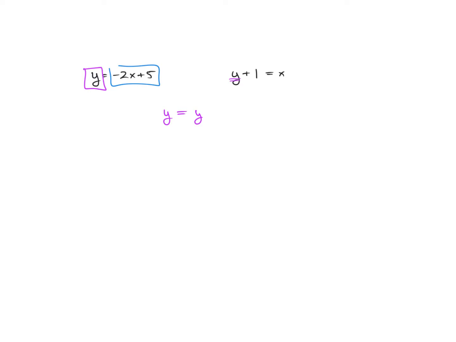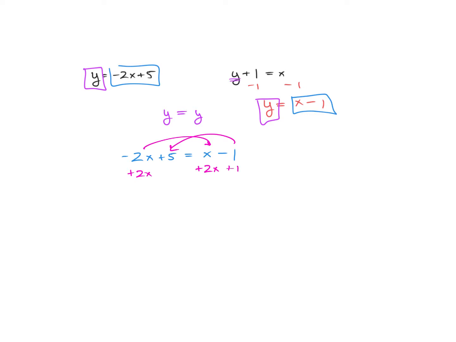So what we'll do here is we'll subtract the 1 from both sides, and we'll get y is equal to x minus 1. And in doing that, we have, again, y equal to something. And we could take those somethings, negative 2x plus 5 and x minus 1. We can set them equal to each other. And I like to move the 2x in a way to keep x positive, so I'm going to move the 2x this way, and at the same time I'm going to move the number, solve for it, and get my value for x.